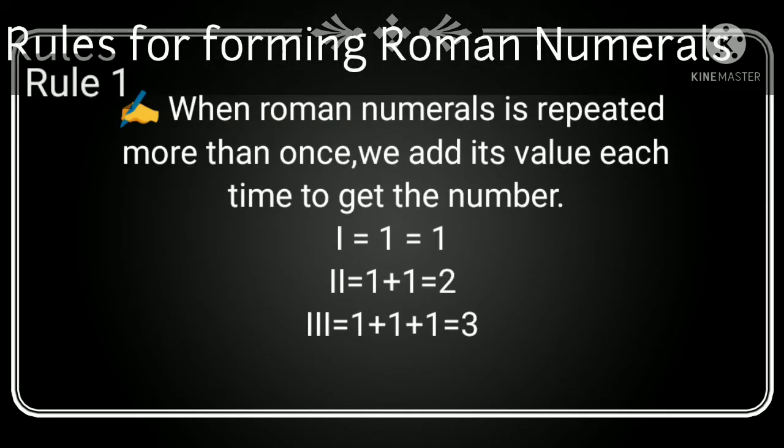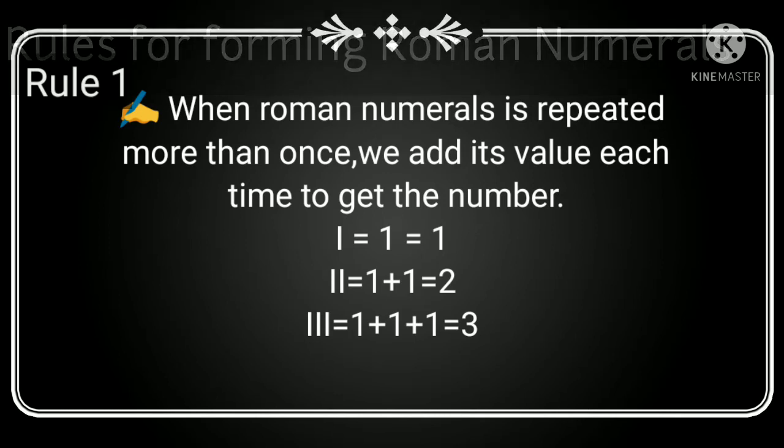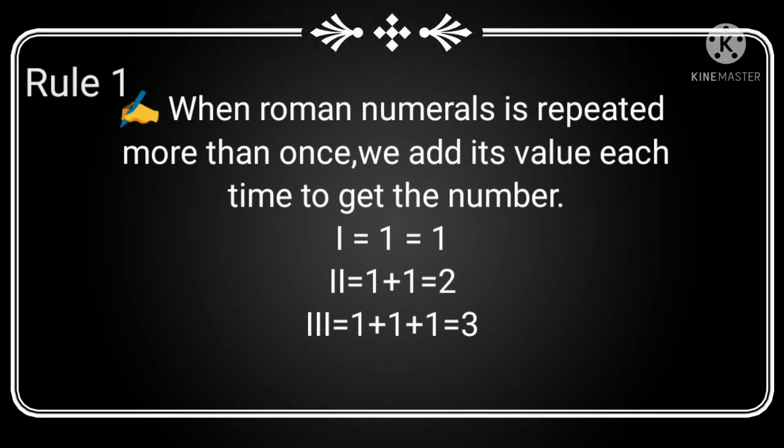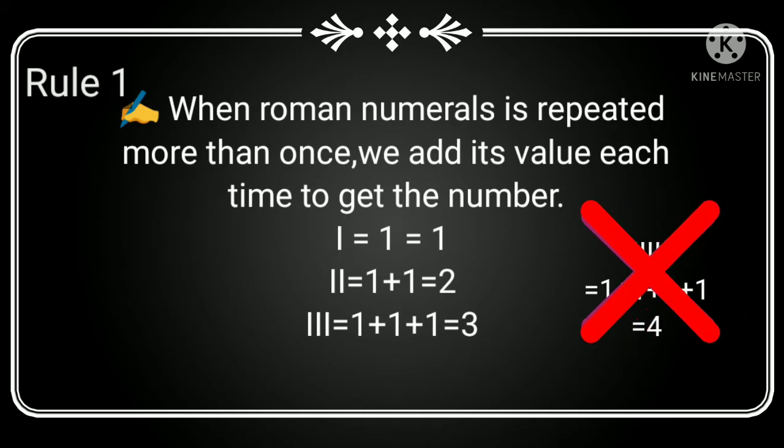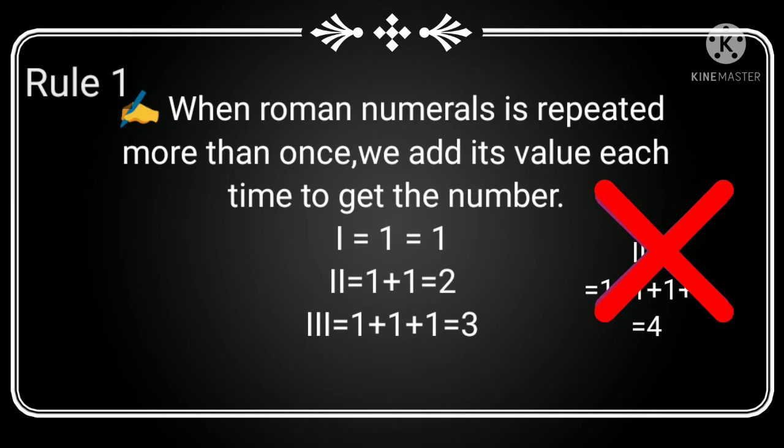The following rules are used to write the numbers in the Roman system. Our first rule is when a Roman numeral is repeated more than once, we add its value each time to get the number. It means when we write I for 1, then for 2 we can write double I, and for 3 we can write triple I, but we cannot write 4 times I for 4.